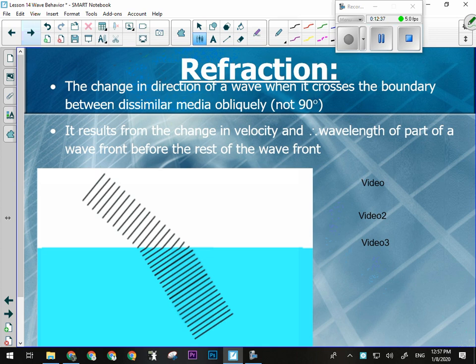When we're talking about refraction, refraction happens only with two-dimensional waves, not with waves on a string, because they only come in one direction. But if I have waves coming in at an angle, and they go into a new medium, their direction will change because part of the wave gets slowed down before the rest of the wave, or part of the wave speeds up before the rest of the wave.